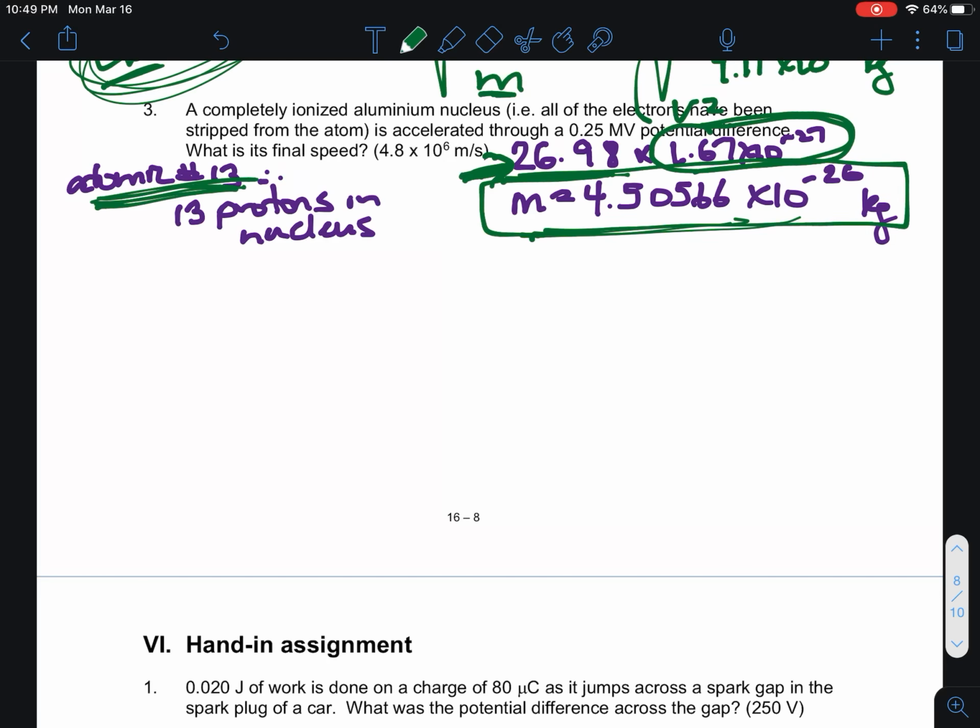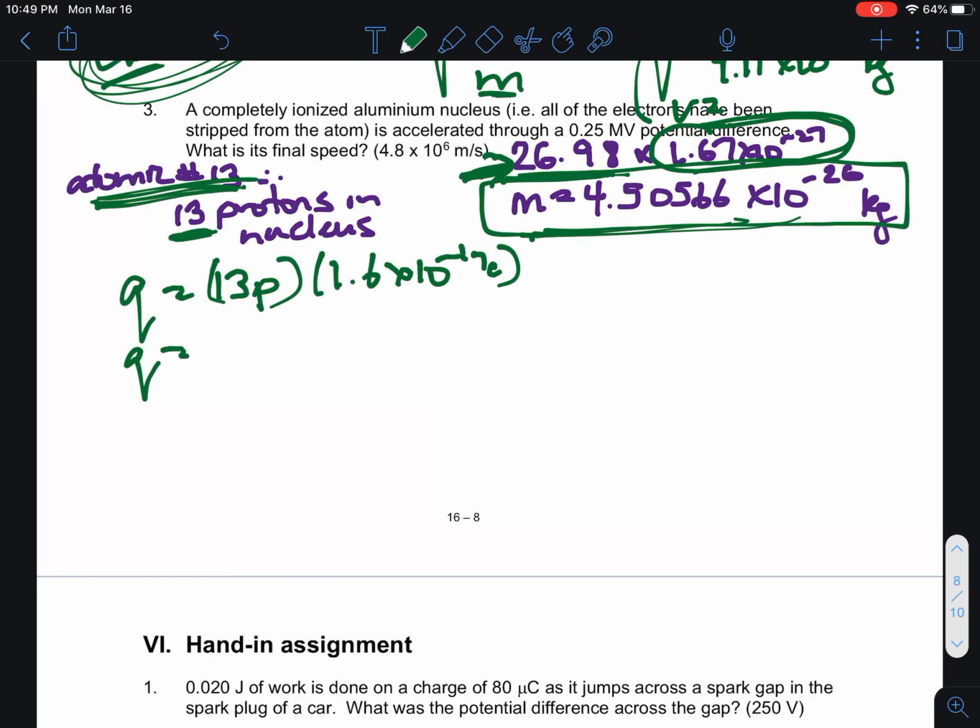The atomic number is 13, so if your nucleus is completely ionized, all the electrons have been stripped off, and what you're left with is 13 protons providing you a charge in the nucleus. So our charge then will come from the 13 protons, where each proton has a charge of 1.6 times 10 to the negative 19 coulombs. And that's going to give a charge of our particle. Our particle in this case is the nucleus. And it'll give us a charge of the particle of 2.08 times 10 to the negative 18 coulombs.